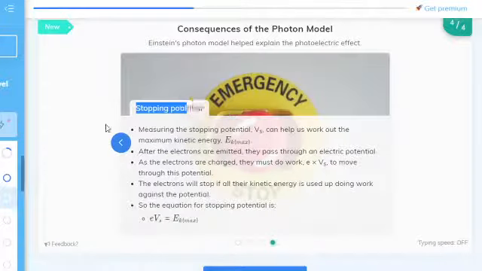And stopping potential. Measuring the stopping potential can help us work out the maximum kinetic energy. After the electrons are emitted, they pass through an electric potential. As the electrons are charged, they must do work to move, thus there is kinetic energy.